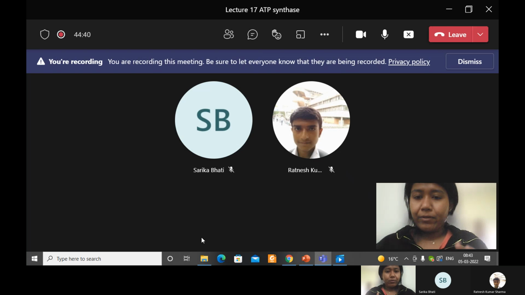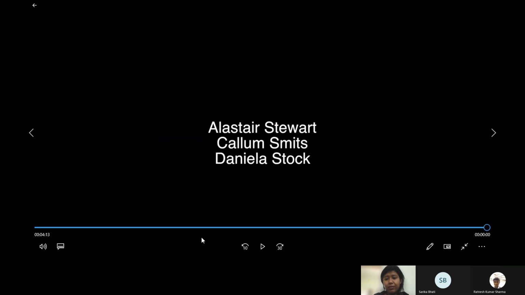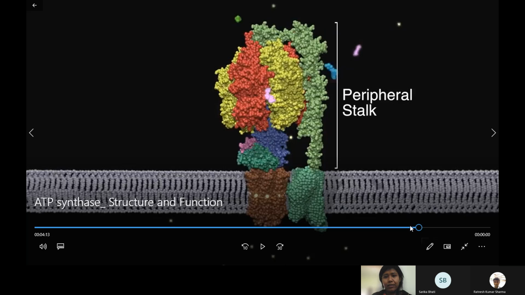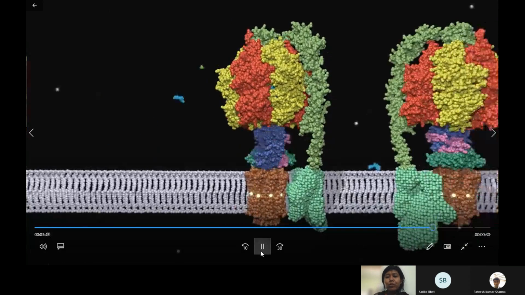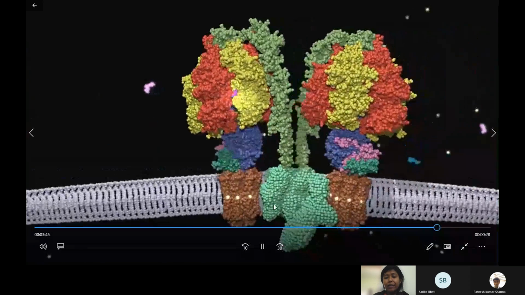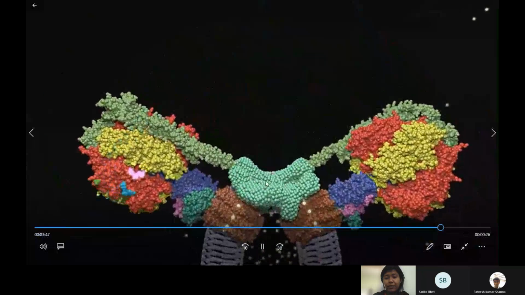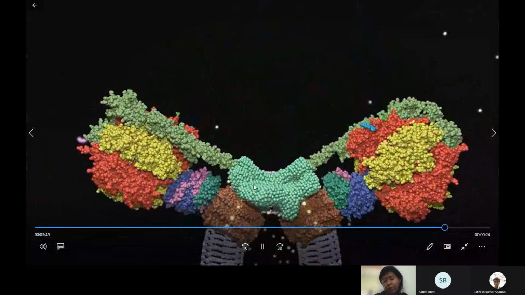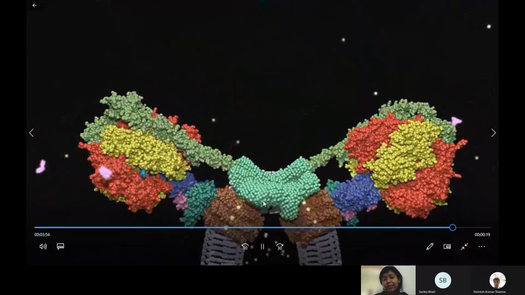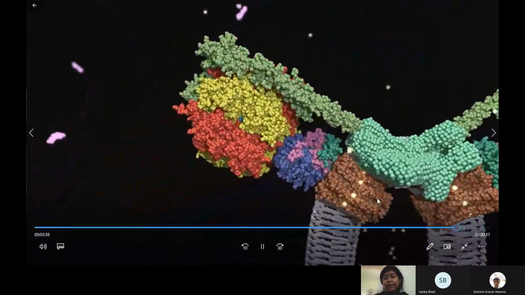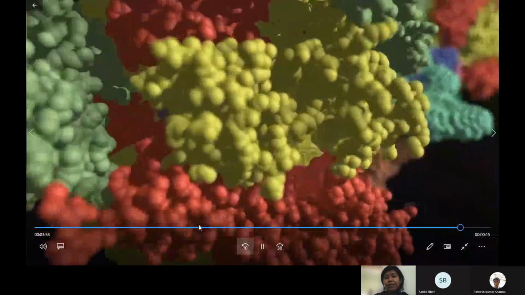Okay, तो इस वीडियो को आई होप यू आर एबल टू सी द स्क्रीन. तो ये वाला हम फिर से देखते हैं. So what we see is that two such subunits can come together, interact with the help of these associated chains or polypeptides, and cause a local bending, and that creates an area where ATP is being very highly synthesized.